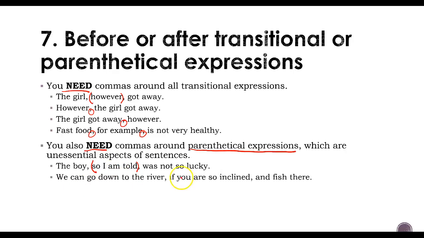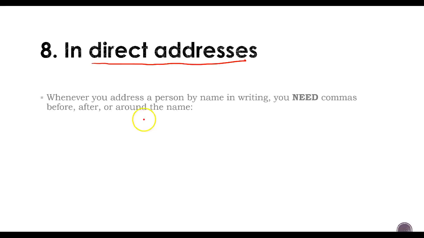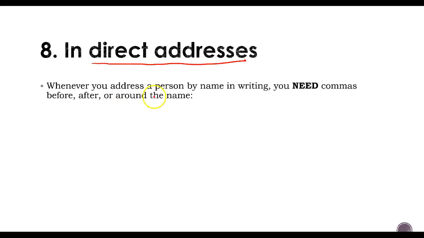We can go down to the river, if you are so inclined, and fish there. So here, "if you're so inclined" is non-restrictive, parenthetical. It's sort of added into the sentence. It doesn't really change the meaning of the sentence, so we put commas around it. So commandment 8, make sure you use commas in direct addresses. Whenever you're calling somebody by name in writing, you need commas before, after, or around the name.